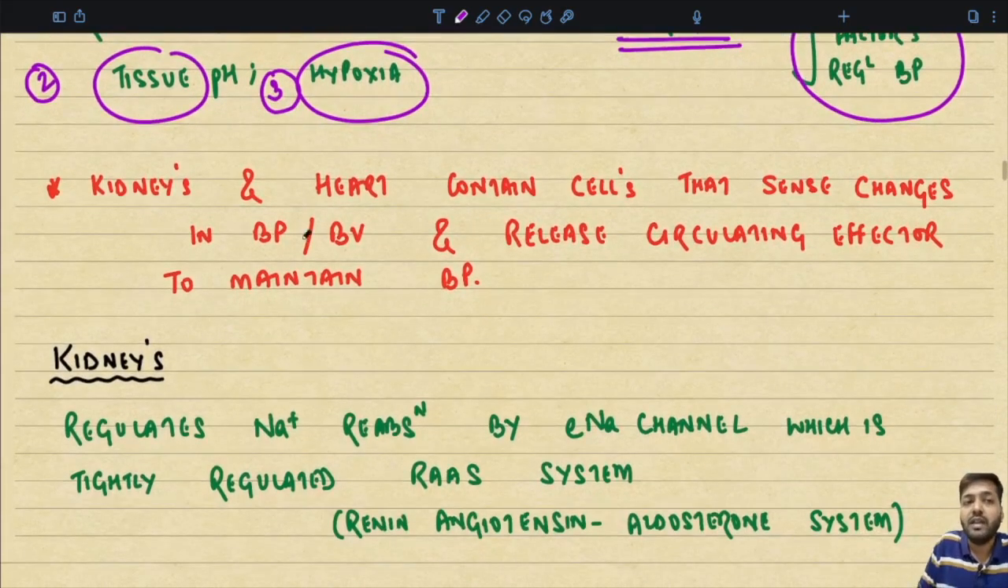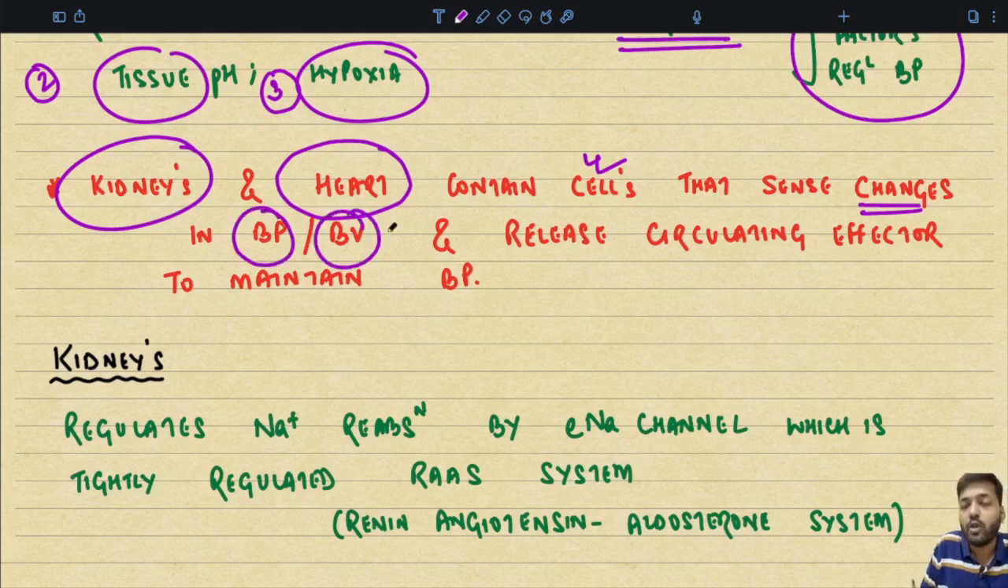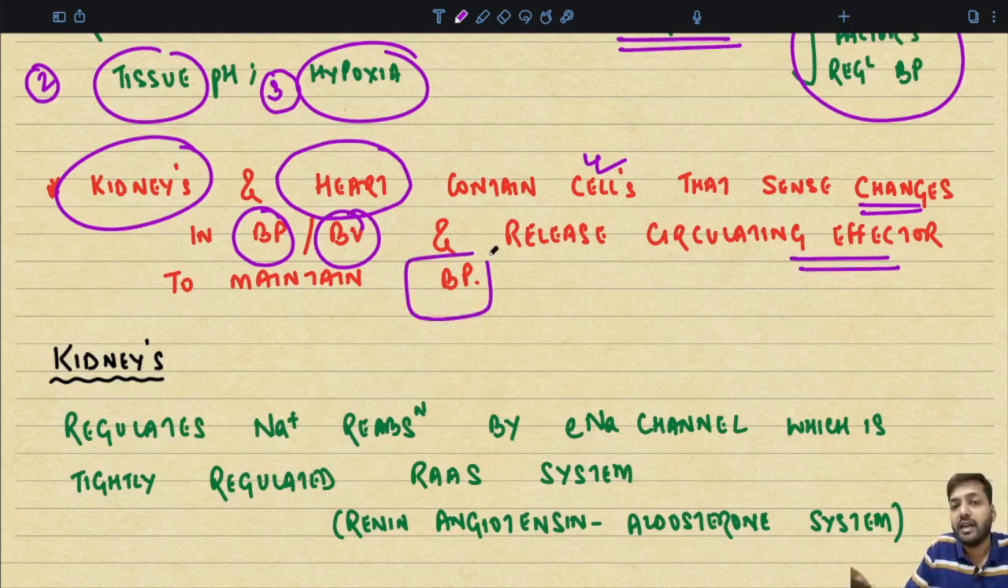Now remember, it is the kidneys and the heart which contain certain cells that sense changes in the blood pressure or the blood volume, and therefore they release certain circulating effectors to maintain the BP. So in short, the heart and the kidneys play a major role in regulation of blood pressure. How? Let us understand that.